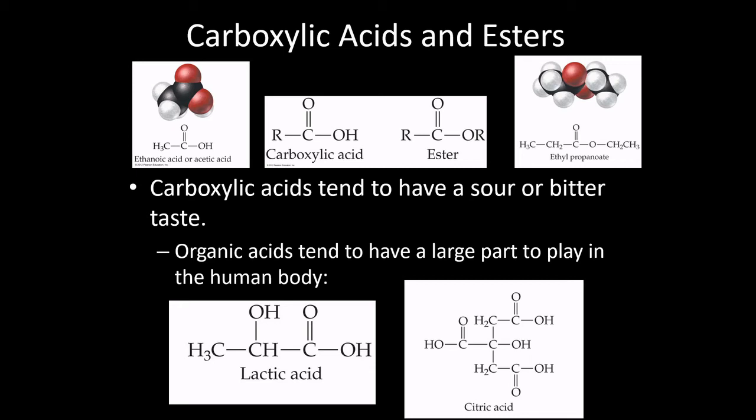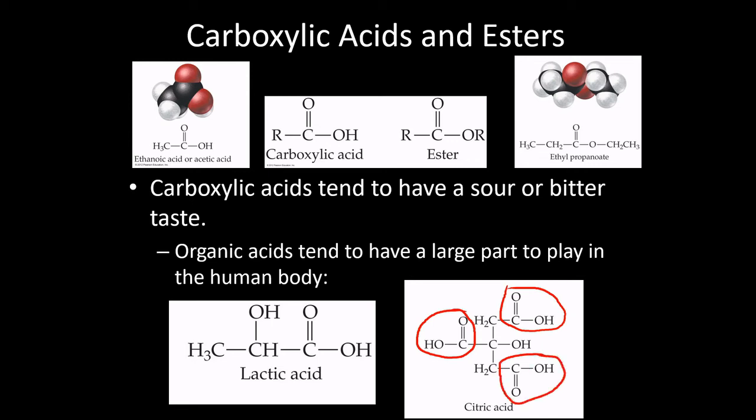Carboxylic acids, on the other hand, do have specific chemistries, and the chemistry is an acid chemistry, as the name implies. So these tend to give you molecules that are sour or bitter to the taste, and you do drink and eat carboxylic acids all the time, because things like citric acid have actually 3 different carboxylic acid groups in it.